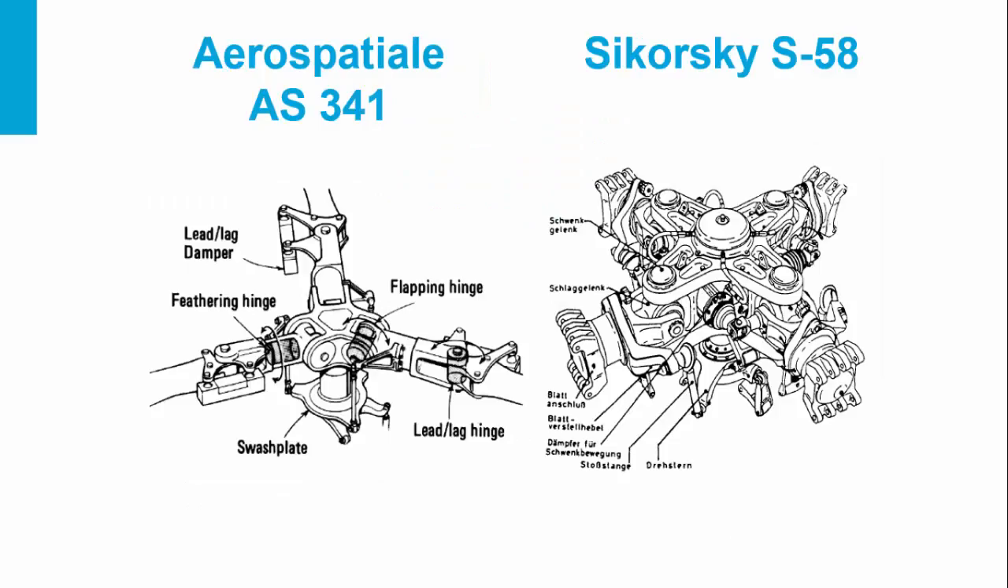Other examples of articulated rotors. You see, for example, here the Aerospatiale AS341, where the flapping and the lag hinge are separated. Here is the flapping hinge and here is the lead-lag hinge, and here you see the swash plate. As I said, usually in order to avoid ground resonance we need to introduce a lead-lag damper, and here is the feathering. And you see here also the Sikorsky S-58, where the flapping and the lagging hinge are together. They are put in the same place.